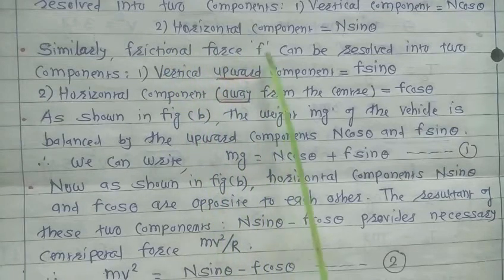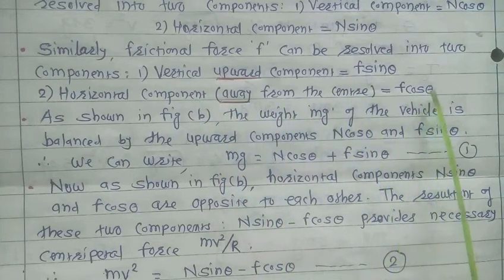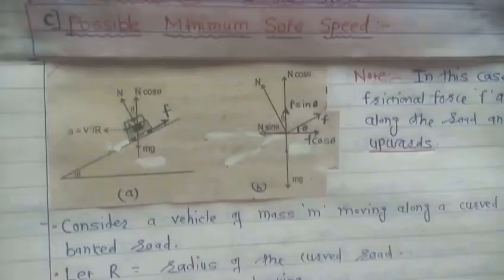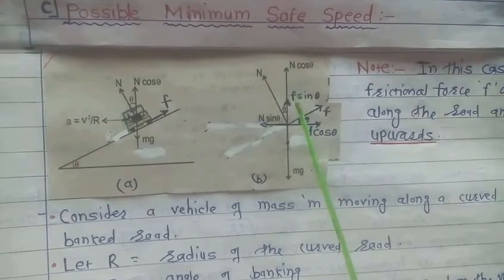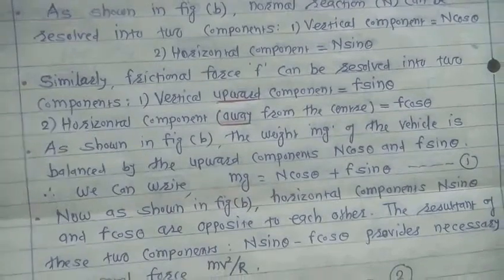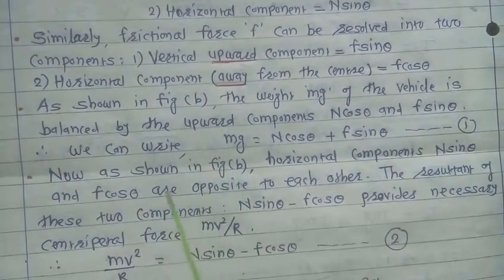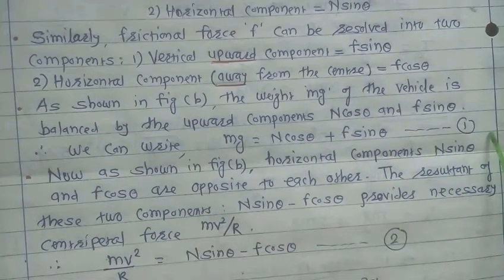Similarly, the frictional force F can be resolved into two components, vertical upward component F sin theta and horizontal component, note that it is away from the center, equal to F cos theta. Now as shown in figure B, this weight mg is balanced by the two upward components F sin theta and N cos theta. Therefore we can write the equation as mg equal to N cos theta plus F sin theta, called equation number 1.